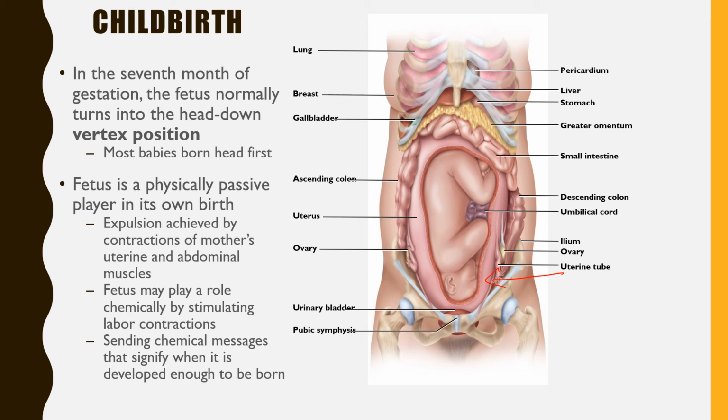So expulsion is going to be achieved by the contraction of the mother's uterine and abdominal muscles. Again, those are coordinated contractions carried out by the hormones we talked about previously. The fetus will play a chemical stimulating role to help stimulate labor contractions, and it also helps send chemical messages signifying when it's developed enough to be born. This is that interplay of hormones we talked about. What is the trigger? It's not really known, but there are changes in the levels of the hormones and the interactions of the receptors, so that when the fetus is mature enough, it starts to give the signals for labor.